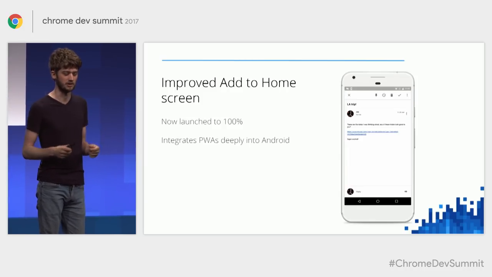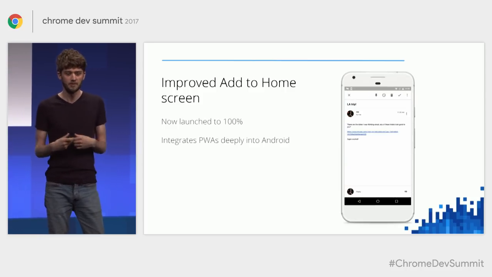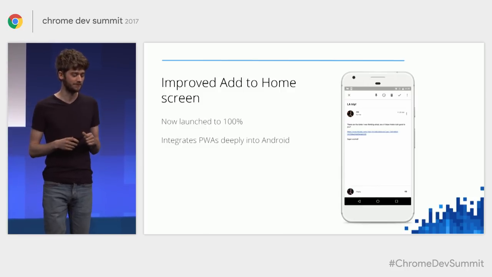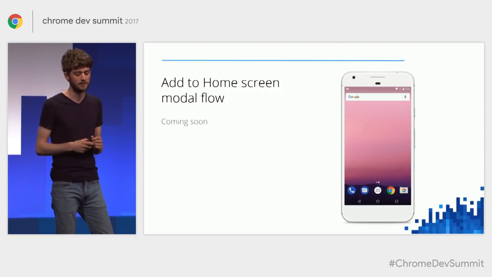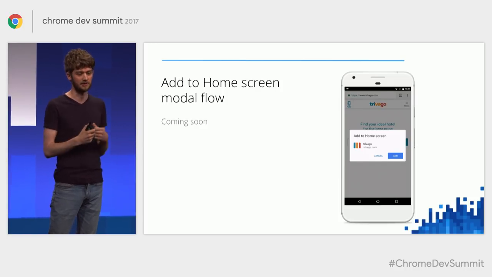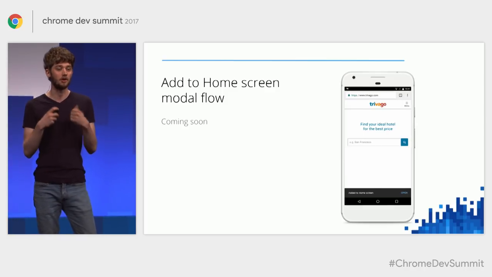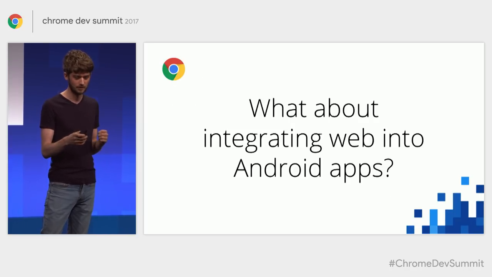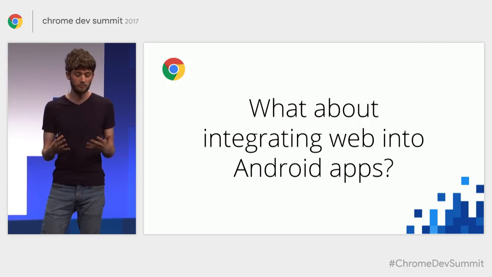And it integrates with Android. So when I get an email from a friend about a trip with a link to some hotels, and I tap it, it just opens in the Trivago progressive web app, which is exactly what you would expect. We're also working on what we call the Add to Home Screen modal flow. This allows sites to take more control of their install experience, provide their own upsell UI, and when the user taps on it, to request that the browser show a confirmation dialog to the user. And this is something that's coming soon. So those are just some of the ways that we're integrating the web more deeply into the Android operating system.